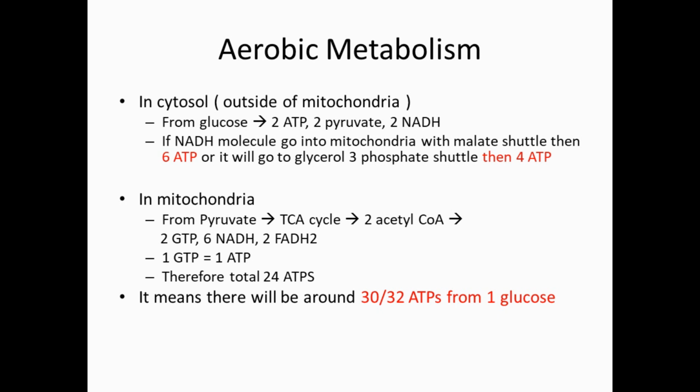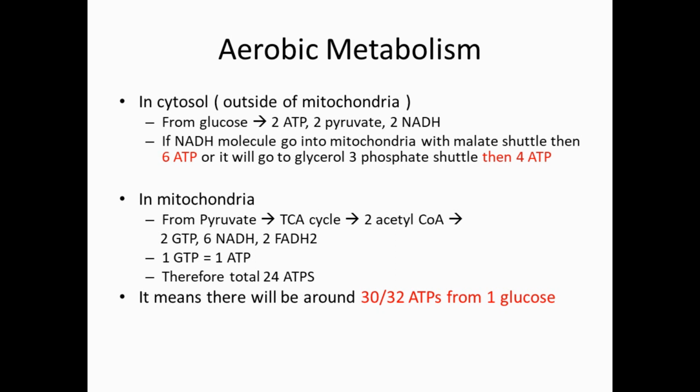So in aerobic metabolism, from glucose we will get 2 ATP, 2 pyruvate and 2 NADH in the cytosol, outside of the mitochondria, and those 2 NADH will go into the mitochondria with the help of the malate shuttle and with the help of the glycerol 3 phosphate shuttle. If NADH goes into the mitochondria with the malate shuttle, it will give us 6 ATP, and if it goes in with the glycerol 3 phosphate shuttle, it will give us 4 ATP, because NADH is being converted into FADH2 in the glycerol 3 phosphate shuttle, like we have seen before.